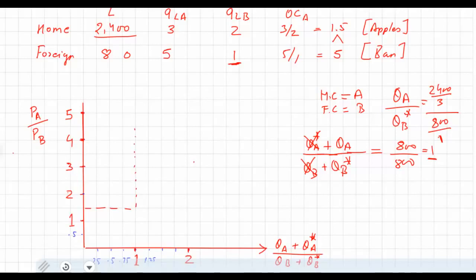And what is the opportunity cost of apples? Well, it is 5. And this is the point at 5 that the supply function will become horizontal again. So this is what the supply function looks like.